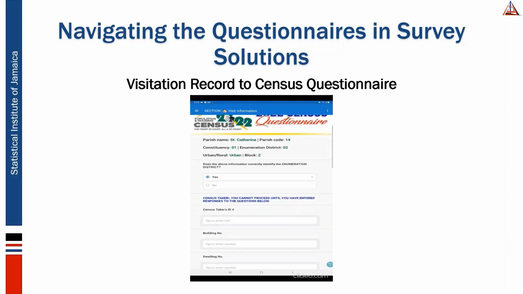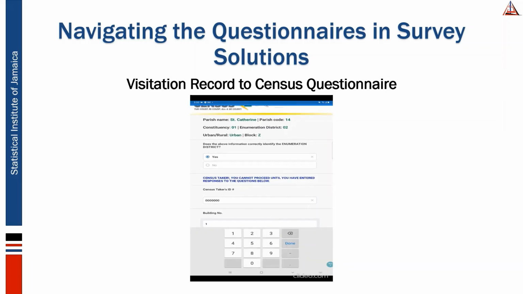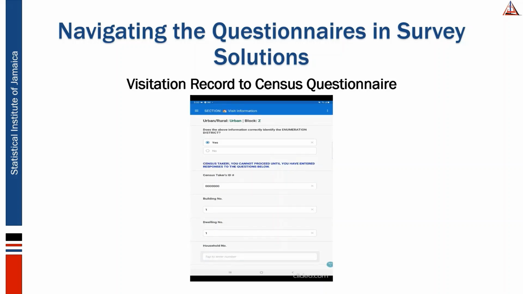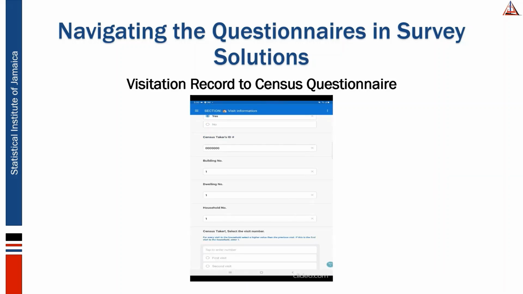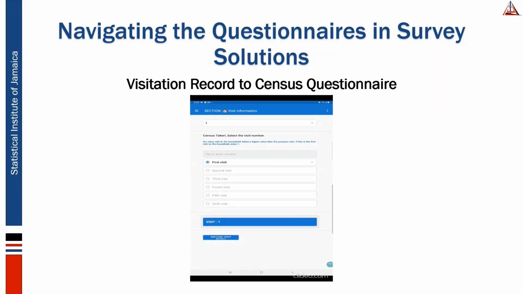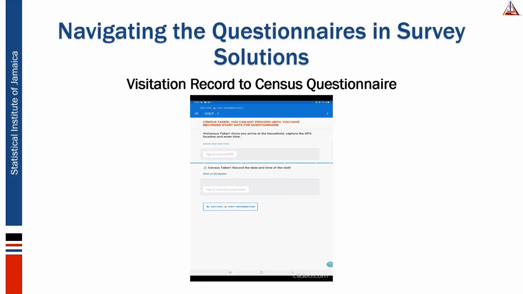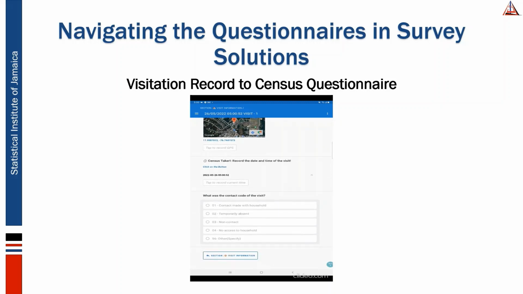You will fill in the visit data, which includes the census taker's ID number, building number, dwelling number, household number, which then opens up the visit number for the household. You would select the visit number that you are currently enumerating, record the GPS and the current time, then record the contact code of the visit.